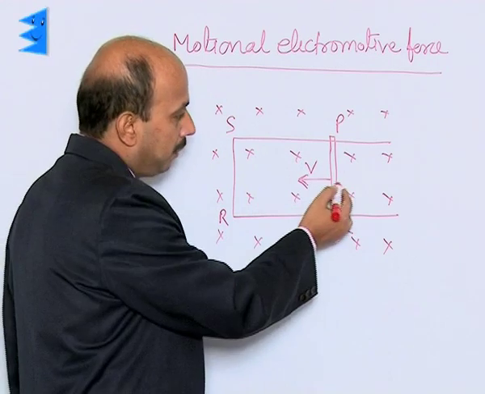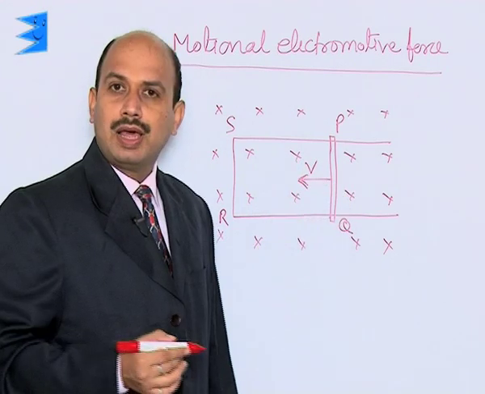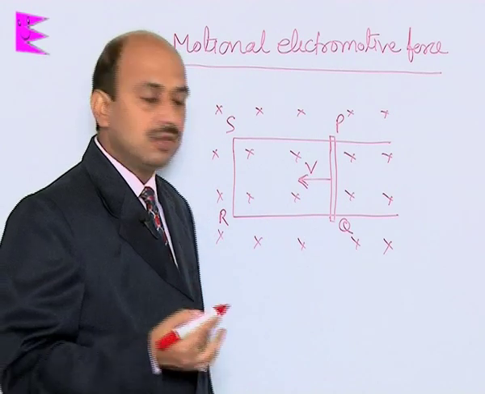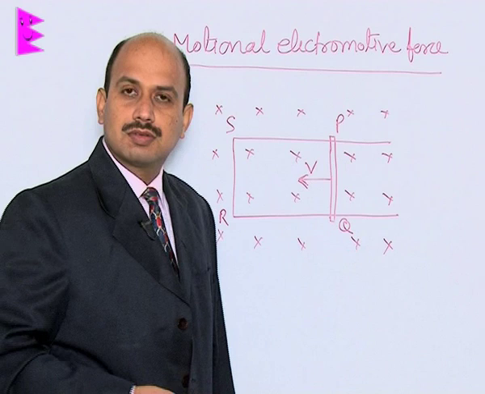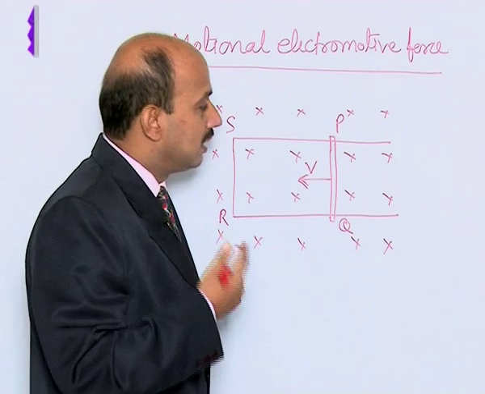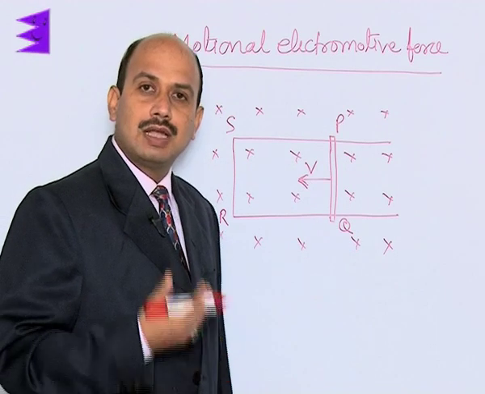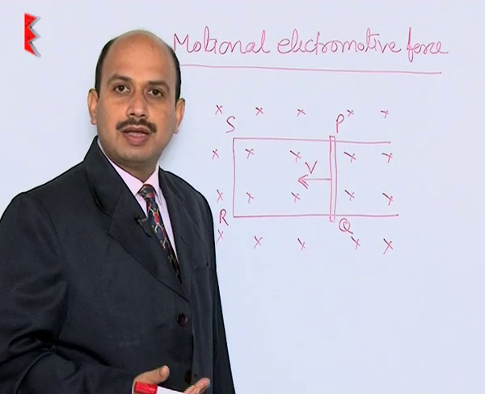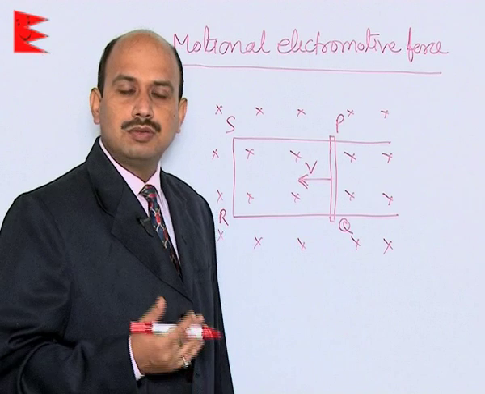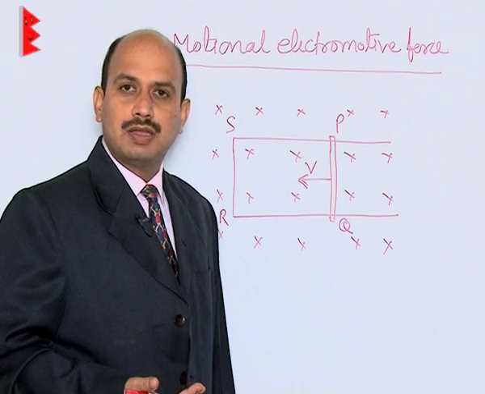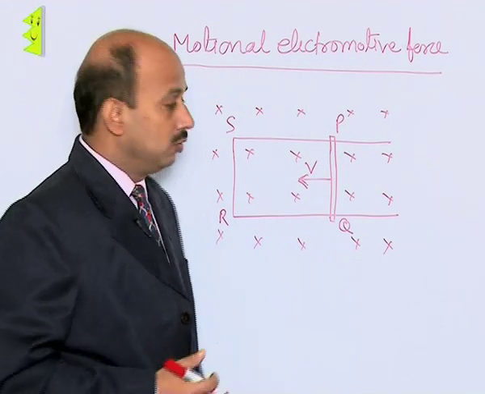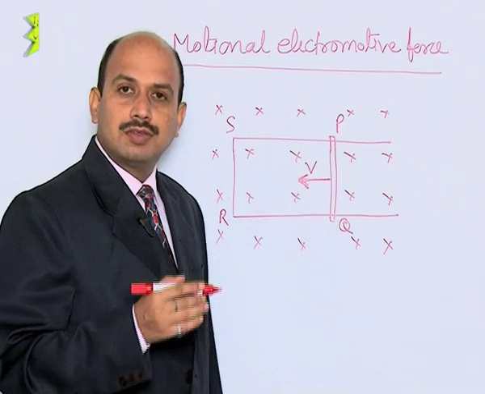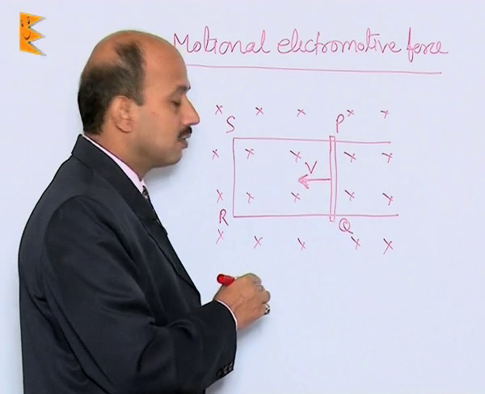So, when this rod PQ moves inward, what happens? There is a decrease in the area, and as a result a decrease in magnetic flux. So, due to this decrease, it means magnetic flux is changing with time. According to Faraday's laws of electromagnetic induction, whenever there is a rate of change of magnetic flux, EMF is induced. So, when the rod PQ is moving inward, there is a decrease in magnetic flux.